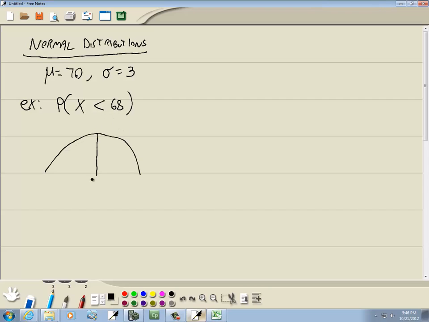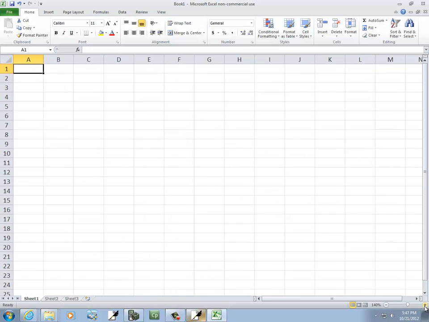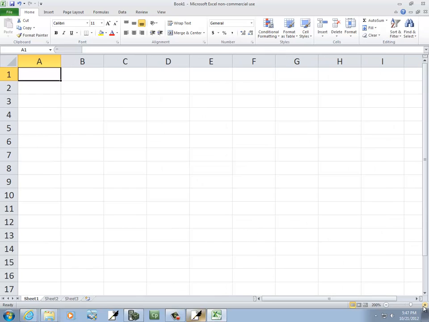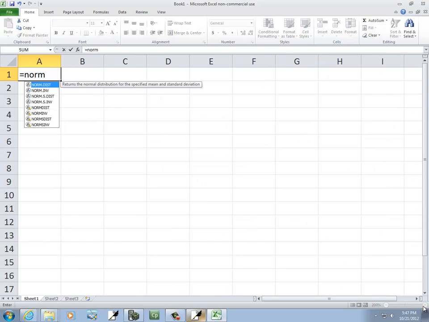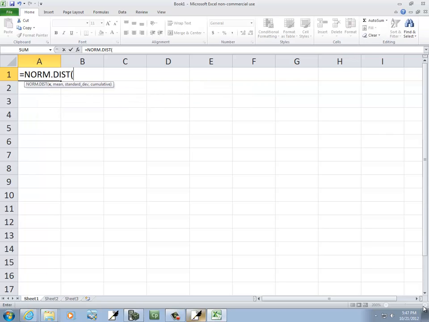Less than 68, if I draw a picture, doesn't matter where we put 68, we're just trying to get a visual. So 68, and this is shaded to the left. On Excel, equals, you do norm, and there's four functions here. There's norm dist, norm inv, norm s dist, and norm s inv. We'll come back to those bottom two, but the one we want is this one here, normal distribution.